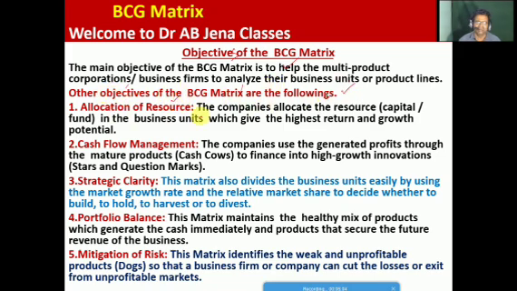The other objectives of the BCG matrix are the following. The first one is allocation of resources. Here the companies or business firms allocate the resources. Resources are known as capital as well as funds.